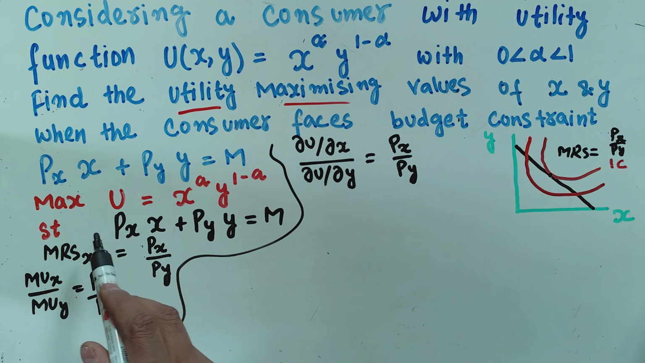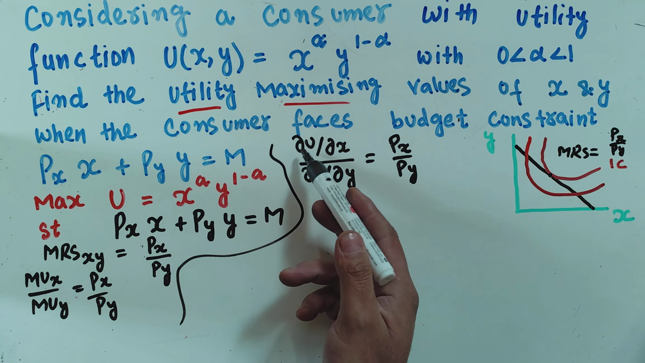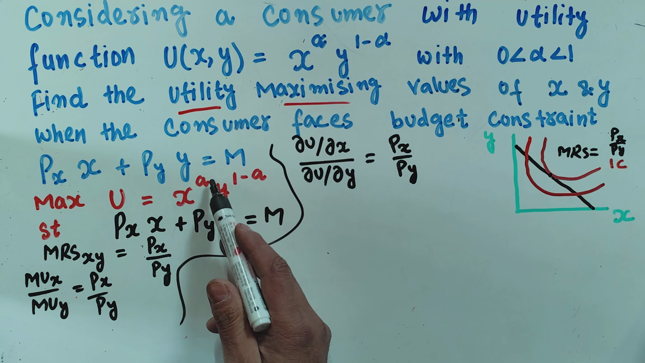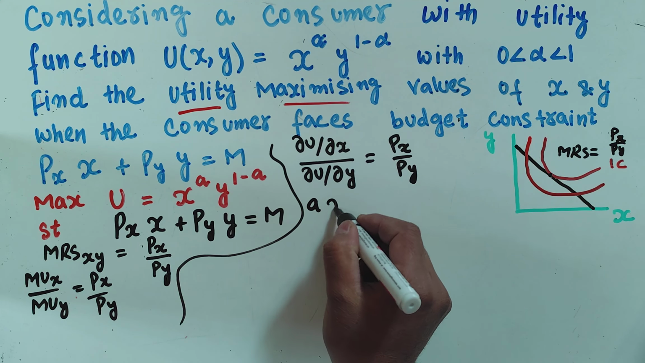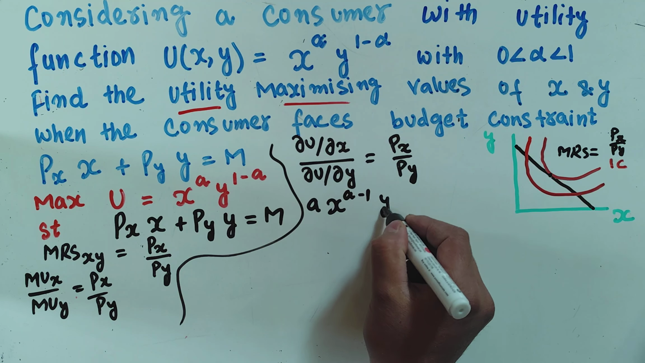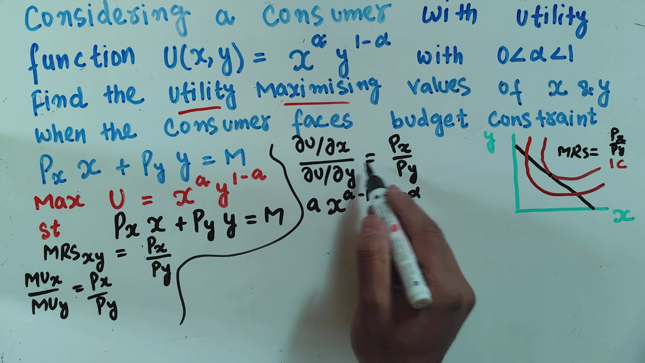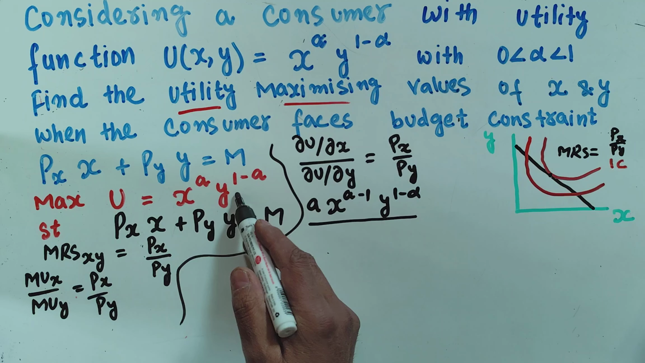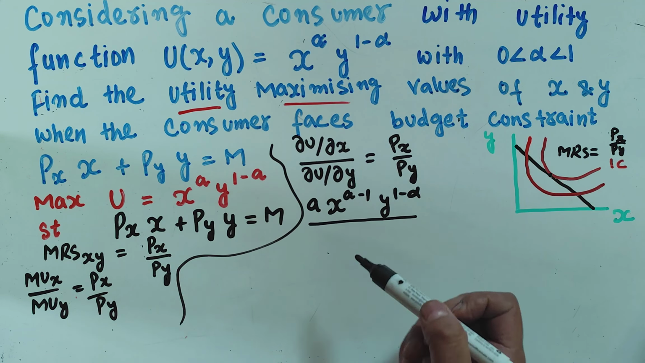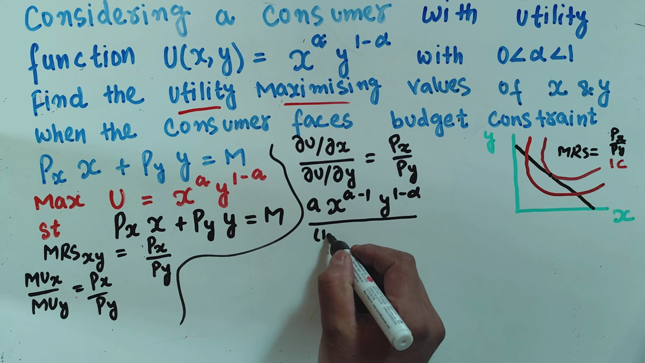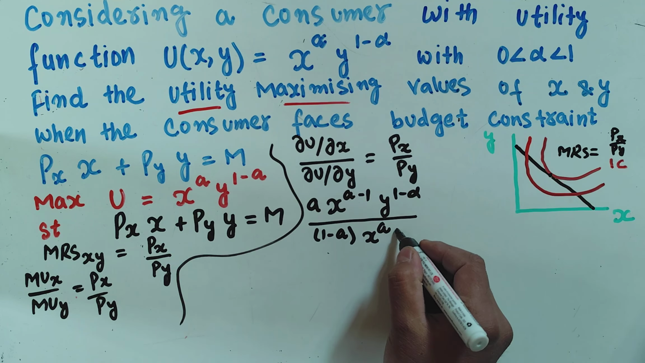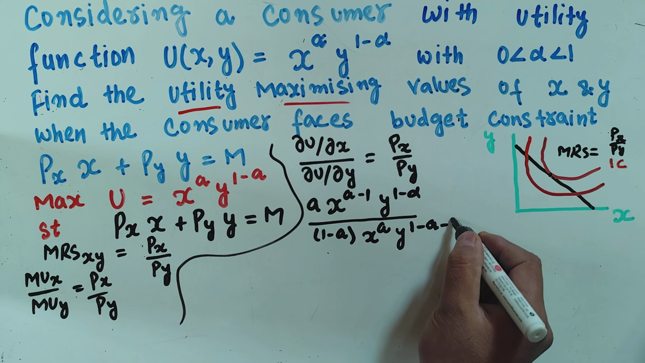The partial derivative of the utility function with respect to x gives us du upon dx. So partially differentiate this with respect to x. The exponent of x becomes the coefficient, so we have a times x to the power a minus 1, and y to the power 1 minus a remains the same because we are taking the partial with respect to x. Similarly, du upon dy means the partial derivative of this function with respect to y. The exponent of y becomes the coefficient, so 1 minus a, x to the power alpha remains the same, and we have y to the power 1 minus a minus 1.